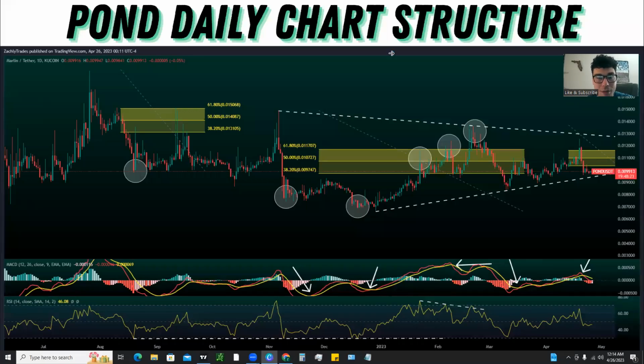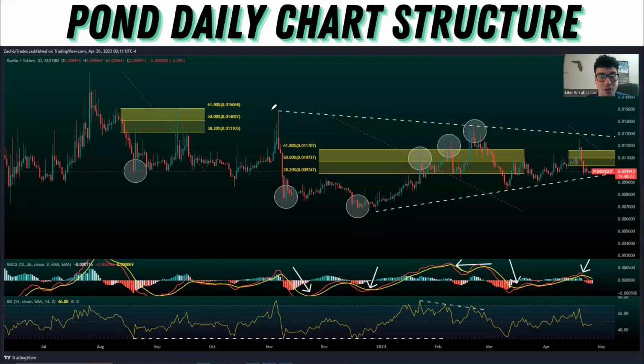Coming at you guys with another viewer request. We're going to actually take a look at Pawn today. This is the Marlin token. We're going to go over the daily chart structure, all right, and some of the different strategies that I use to spot potential entries as well as potential exits.